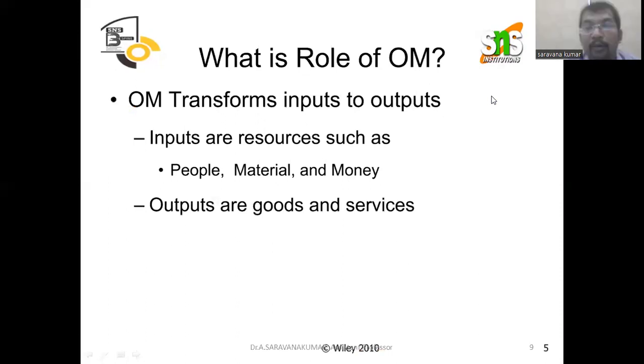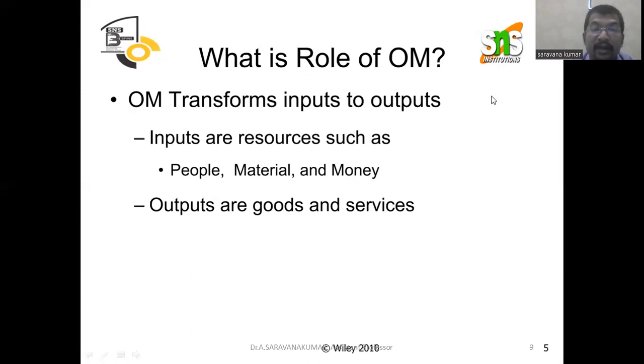Hi everyone. Today we are going to discuss what the role of operation management is. We already discussed why we are studying operation management and what the purpose of studying it is, and we also discussed many things related to operation management. So what is the role of operation management?